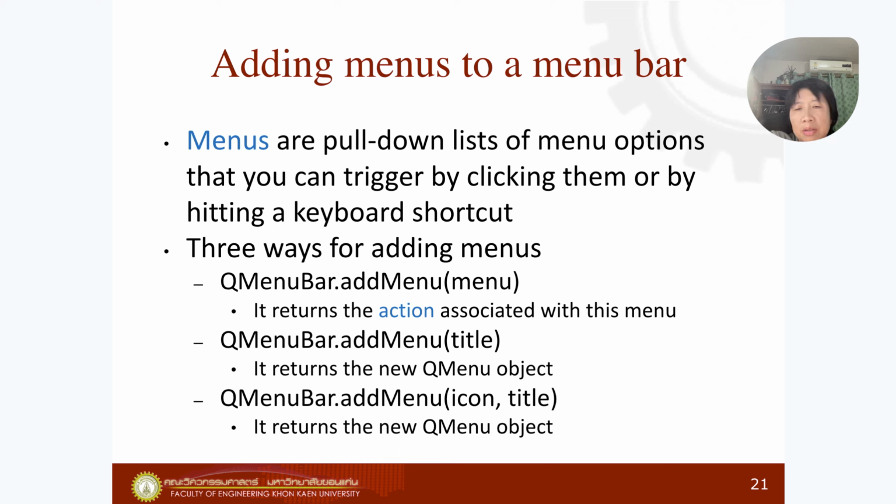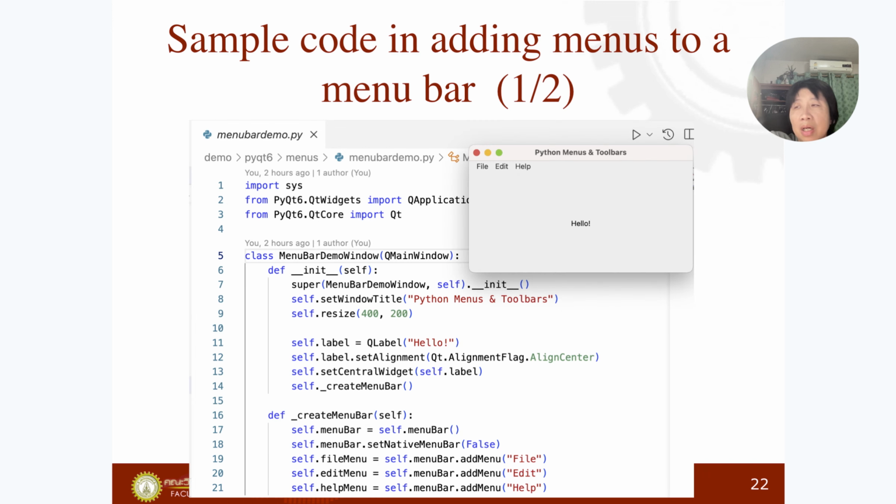The first one is to add menu, and this returns the action associated with this menu. The second one is to add menu with the title. This returns the new QMenu object. And the third one is QMenuBar.addMenu with icon and title. This returns the new QMenu object. Okay, let's see the example here.